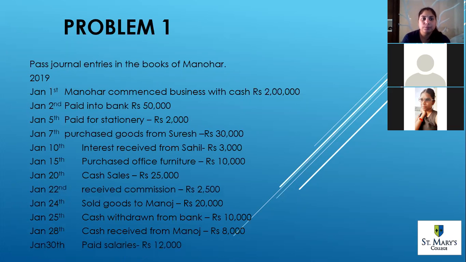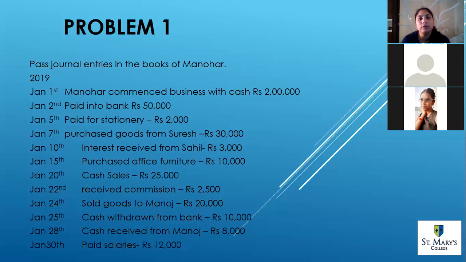So this is your question. Pass journal entries in the books of Manohar. He has given the year as 2019 and the transactions are starting from January 1st. Now one important thing to note here is, right now in the question he has given all transactions in chronological order. January 1st is given first and then follow 2nd, 5th, 7th and so on. Sometimes he might give you January 7th before and January 2nd later. So you need to be careful when you are writing in the journal, you need to write the transactions in chronological order only. So that is the rule for journal. All entries are written in chronological order.